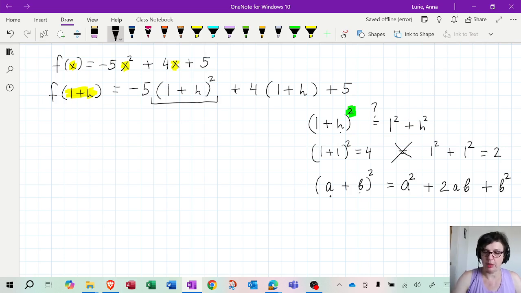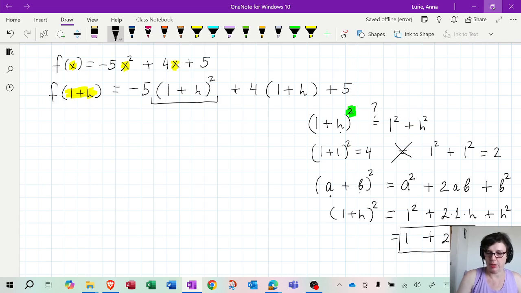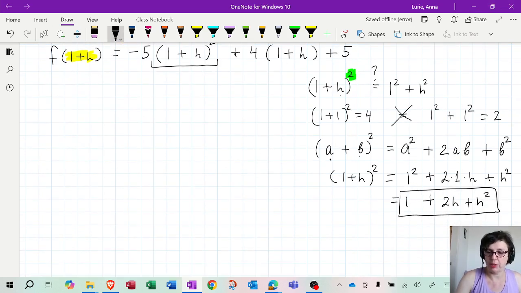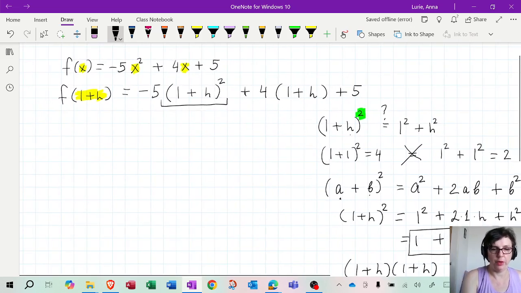So now that's correct, because let's say, for example, you wanted to see if this is correct for 1 plus h squared. Instead of a, I'm using 1. So 1 squared plus 2 times a, which is 1, times b, which is h, plus h squared. So see how there is an extra term that we didn't include here. So this is really 1 plus 2h plus h squared. You're going to need to remember that there is an extra term. If you don't want to memorize the formula, you can think of 1 plus h squared as 1 plus h multiplied by 1 plus h, and you can FOIL that, and you're going to get the same answer. Okay, with that said, let's continue.